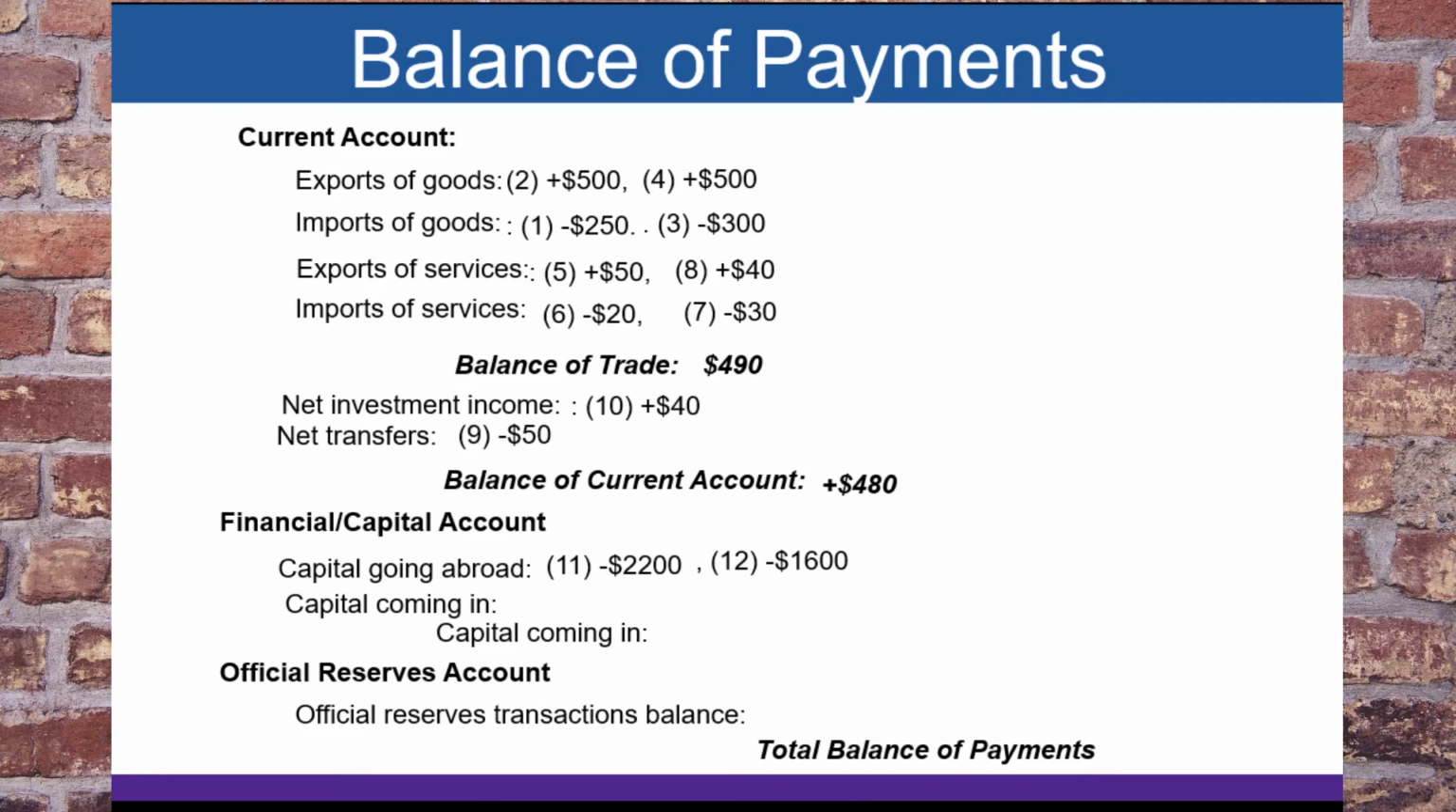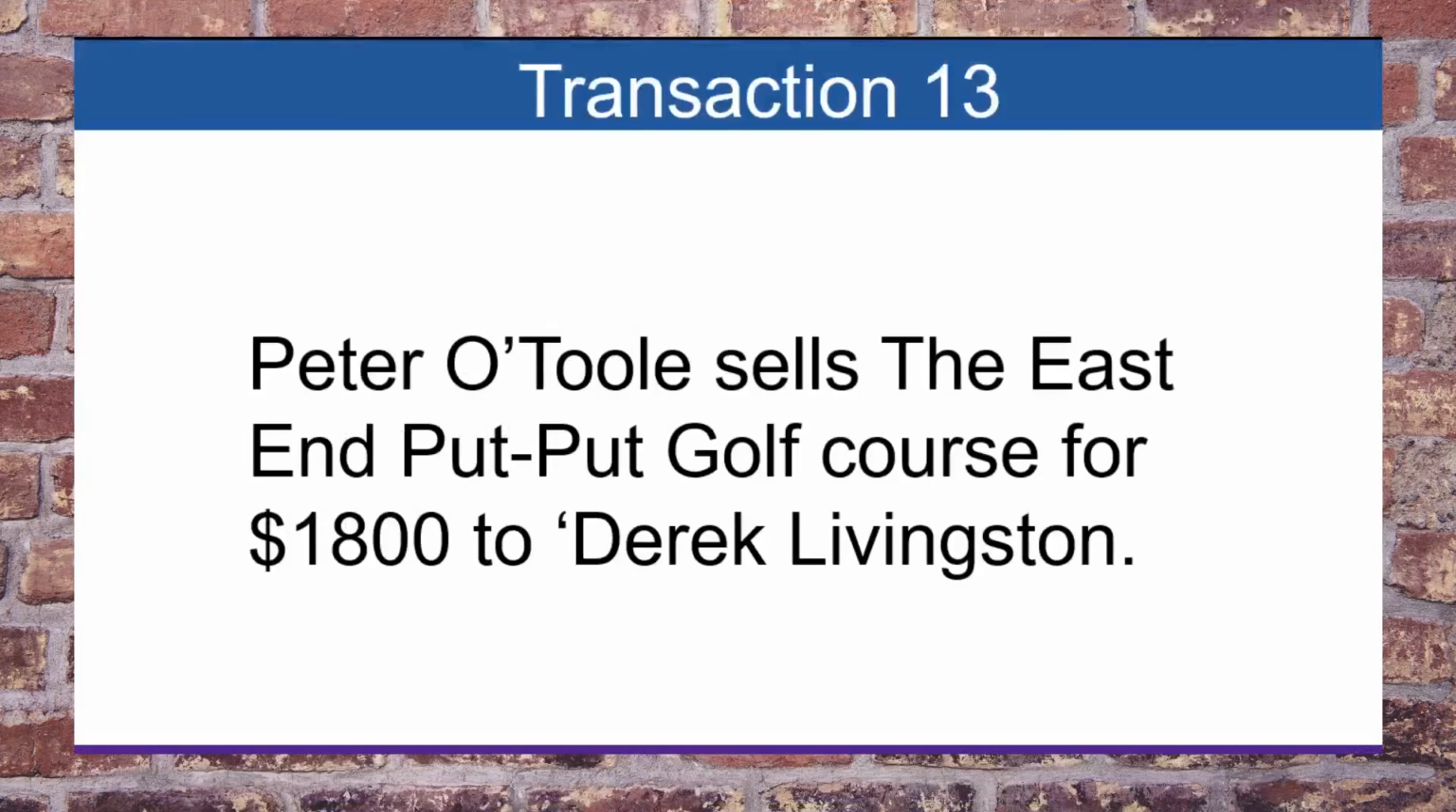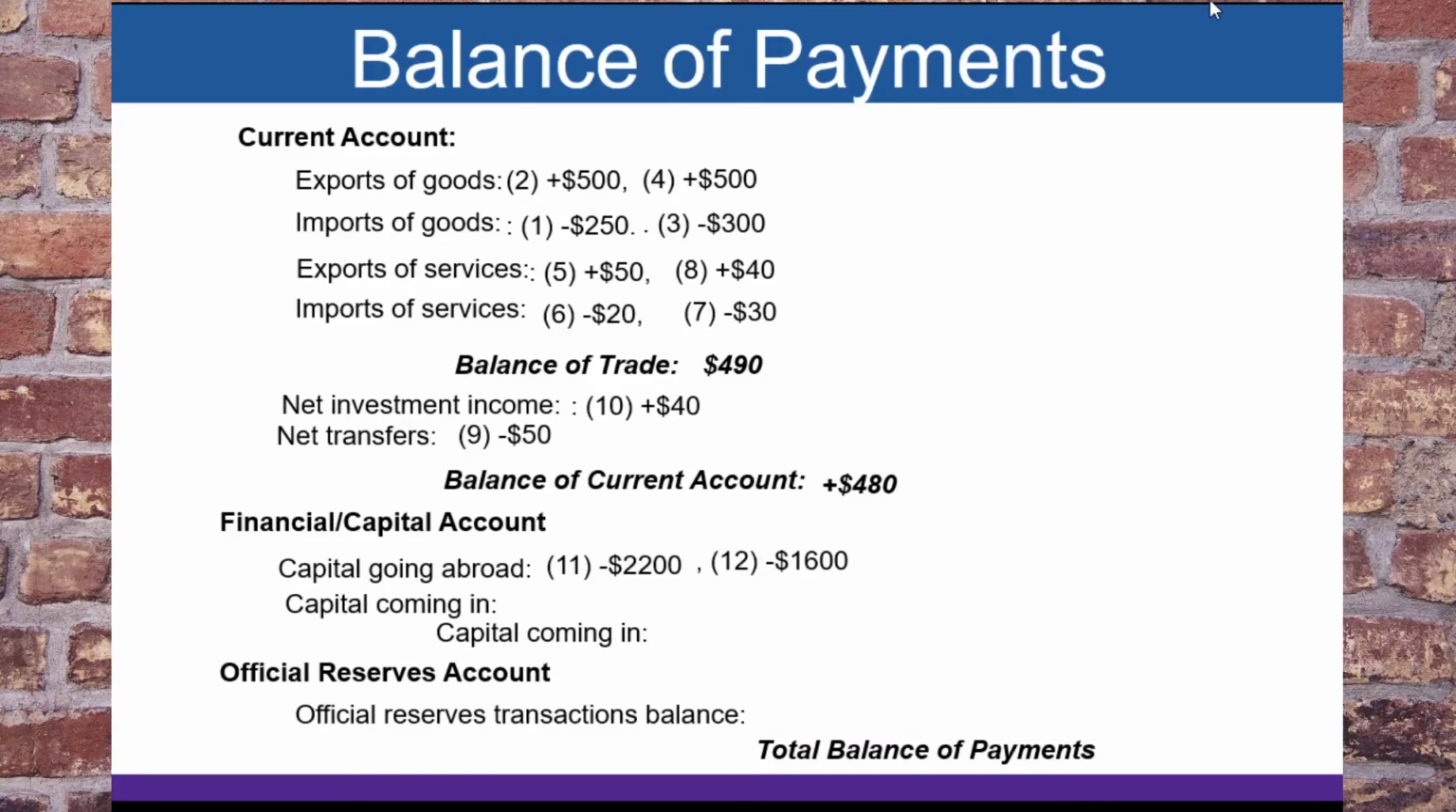Then we have transaction 13. Peter O'Toole sells the East End Putt-Putt Golf Course for $1,800 to Derek Livingston. Derek Livingston is a Jamaican citizen. Okay, so we have $1,800 coming in from Jamaica. We go back to the balance of payments, and we have $1,800. Right? Go back. We do another transaction.